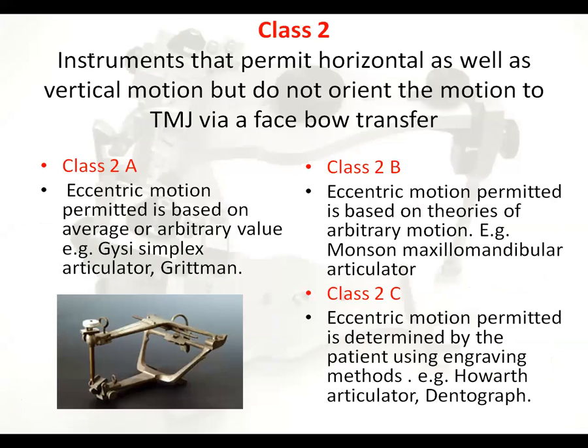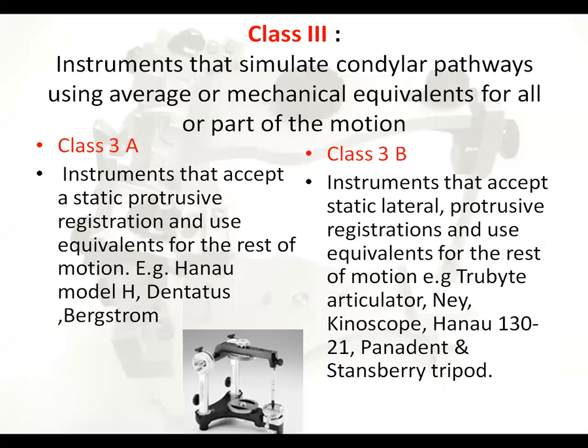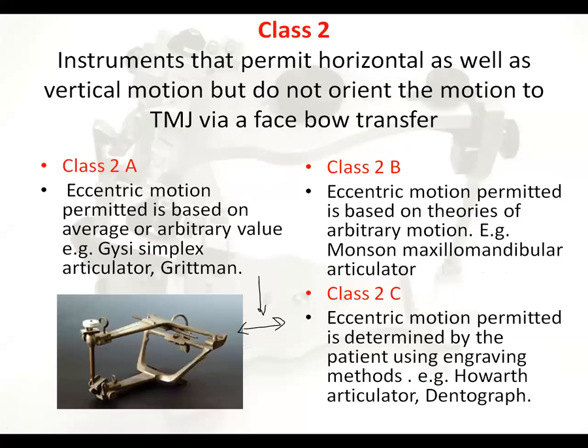Class 2 instruments permit horizontal as well as vertical movements. They have the ability to perform horizontal movements like this and vertical movements like this. It is divided into 3 subcategories: 2A, 2B, and 2C, depending upon the ability to take eccentric motion, but it does not accept face bow records. This is one of the drawbacks of class 2 articulators. In class 3 articulators, we have instruments which simulate condylar pathways using averages or mechanical equivalents for all the parts of the motion. So basically, you use these articulators for your preclinical or clinical work in the prosthodontic part.